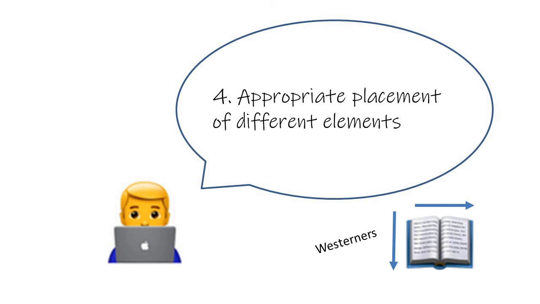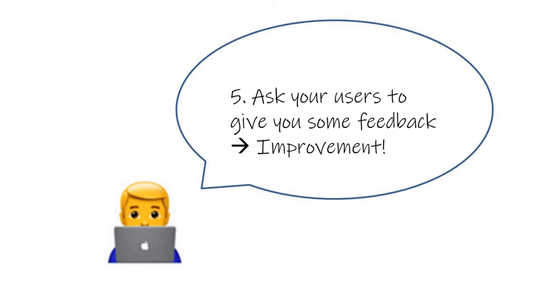Placement of different elements should be appropriate on a user interface. For example, Westerners are used to reading from left to right and from top to bottom. Then the design for Westerners should allow them to read in such sequence. To improve your design, you should also make use of users' opinions to give you some hints on how you can improve your design.